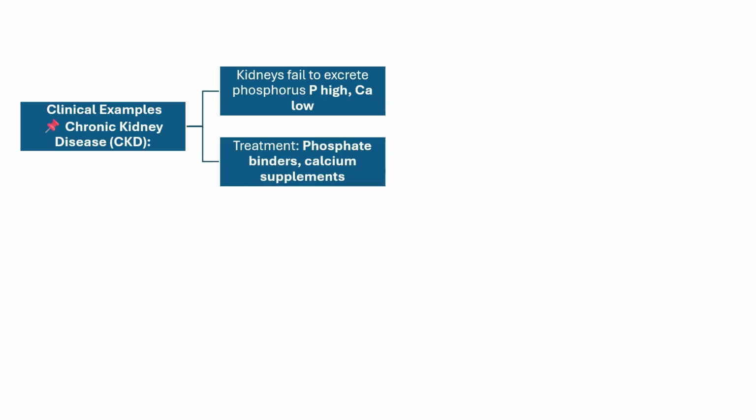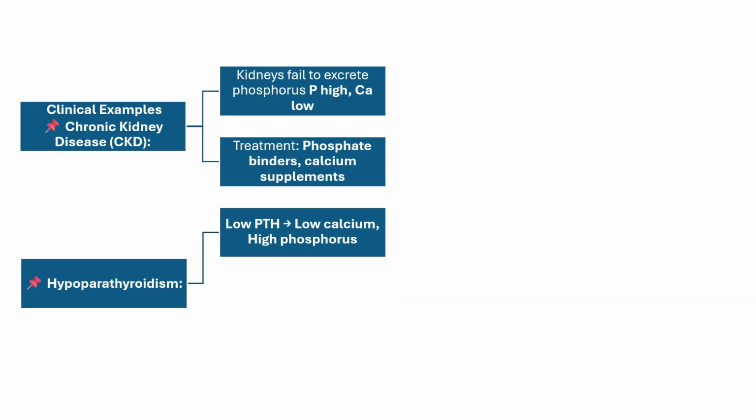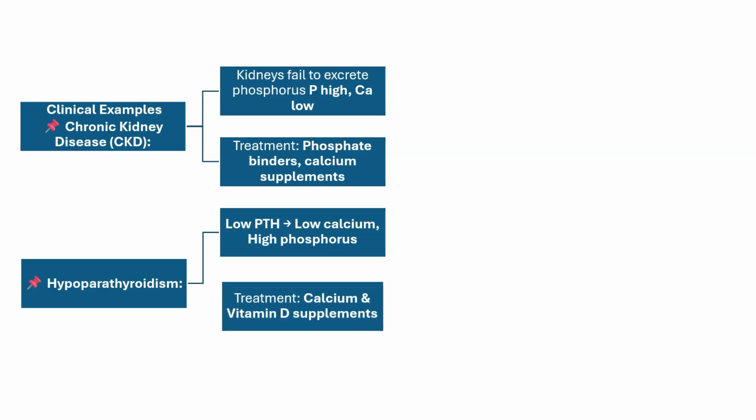As treatment, these patients often need phosphate binders and calcium supplements. So this is the first scenario in relation to calcium and phosphorus. Now we move on to the second scenario, that is hypoparathyroidism. We have heard of the parathyroid hormone. Hypo means less active, less parathyroid hormone. What happens if the parathyroid gland is not working properly? The PTH will be low, which means calcium is low and the phosphorus will be high. That's what we expect in hypoparathyroidism. And definitely the treatment would be calcium and vitamin D supplements.